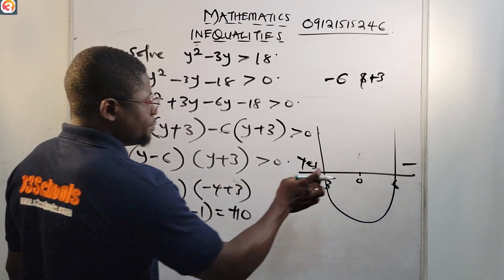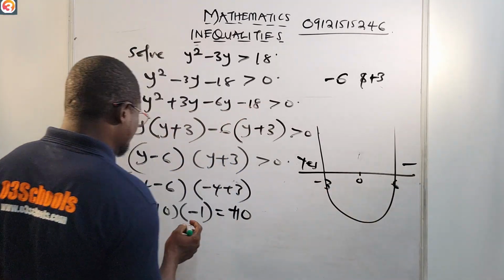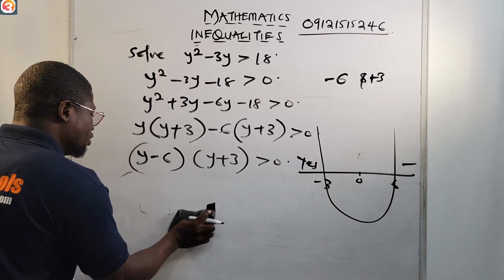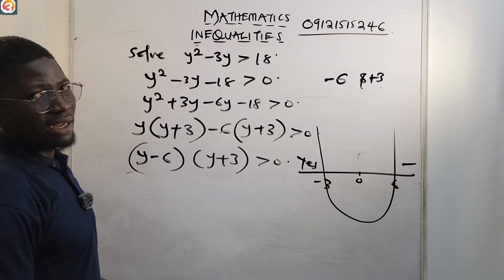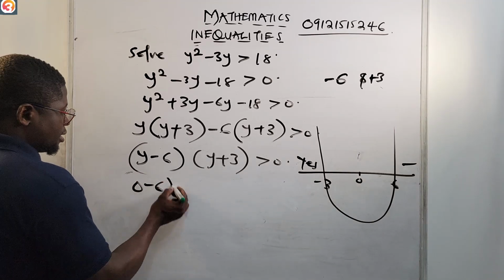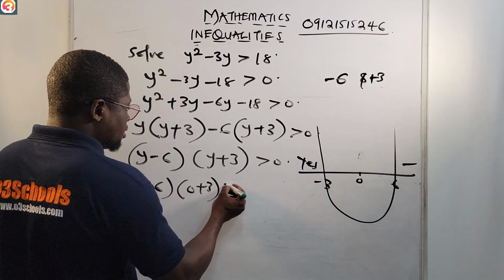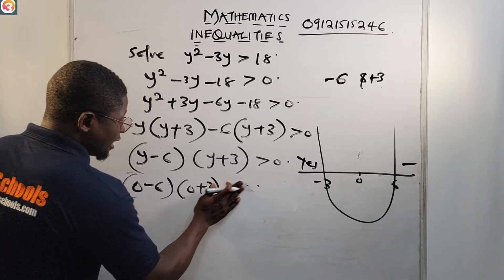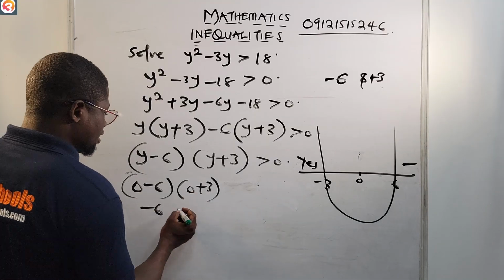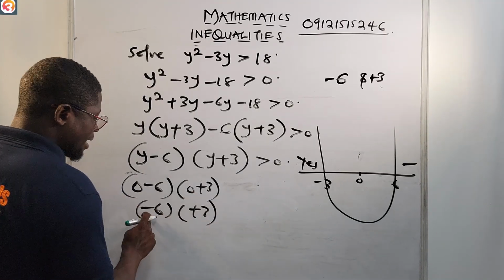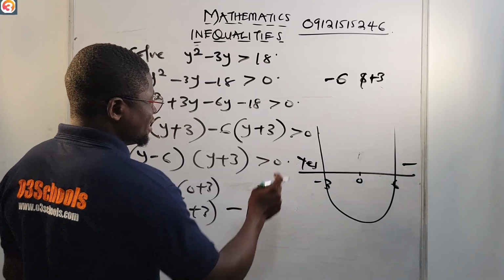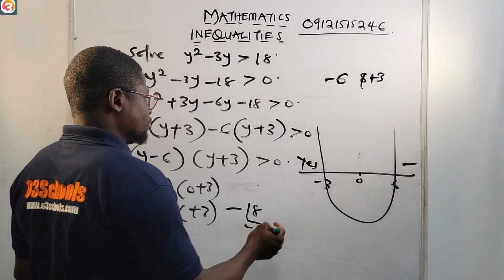Let us also pick a value between minus 3 and 6. Let's pick 0. Somebody will say, why are we always picking 0? You can pick another value, it's just easier because 0 will give us a quick answer. You can pick any value you like. So let us take 0. 0 minus 6 times 0 plus 3 greater than 0. Let us check if it is greater than 0. 0 minus 6 is minus 6. 0 plus 3 is plus 3. Minus times plus is minus. 6 times 3 is 18. I'm going to have minus 18. Is it greater than 0? No. Minus 18 is less than 0.